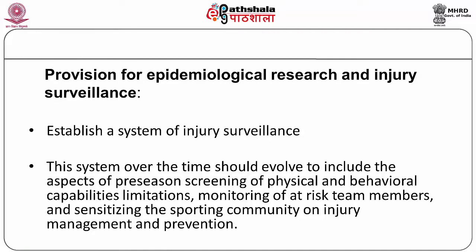Epidemiological research on the incidence, prevalence, and risk factors of injuries is vital for planning any prevention strategies. Many countries have established systems of injury surveillance where injury data of players are collected. Analysis of such data provides the basis for rule modification and other prevention strategies. It is important to establish a system to monitor injuries and exposure within the team. Over time, this system should evolve to include pre-season screening of physical and behavioral capability limitations, monitoring of at-risk team members, and sensitizing the sports community on injury management and prevention.